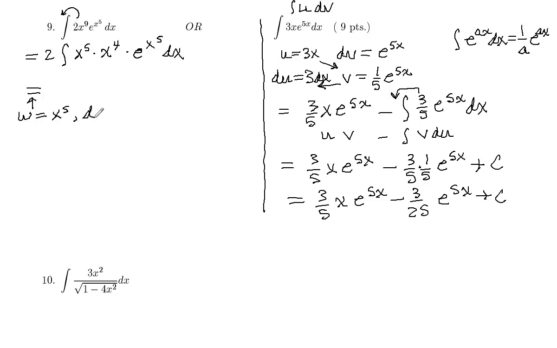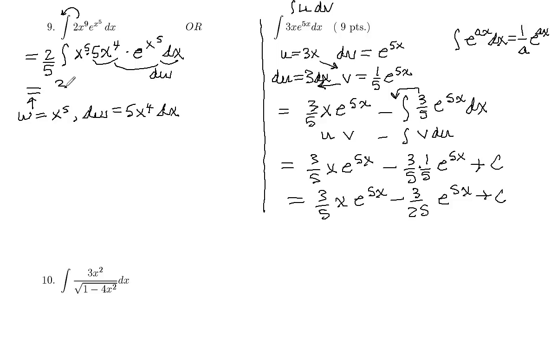And in that case, dw is going to equal 5x to the 4th dx, and we've got the x to the 4th dx. Let's go ahead and multiply by a 5 inside the integral, and then we'll divide by 5 on the outside to compensate. So all we did was multiply by 1. Then these two pieces here together, that is our dw, and then this is our w.